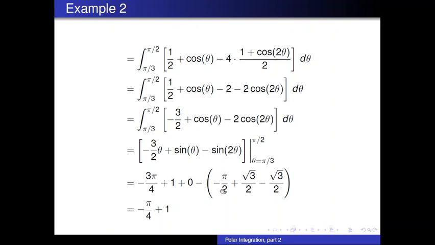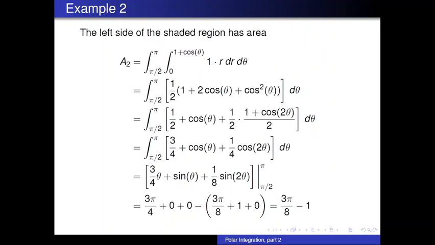We'll get minus pi over 2 plus sine of pi over 3, which is the square root of 3 over 2, minus sine of 2 pi over 3, which is also the square root of 3 over 2. So the square root of 3 over 2's cancel, and we're left with minus 3 pi over 4 plus 1 plus pi over 2. So that gives us minus pi over 4 plus 1. Now remember, that was only the right half of that region that we were trying to find the area of. So now we have to do the other side.